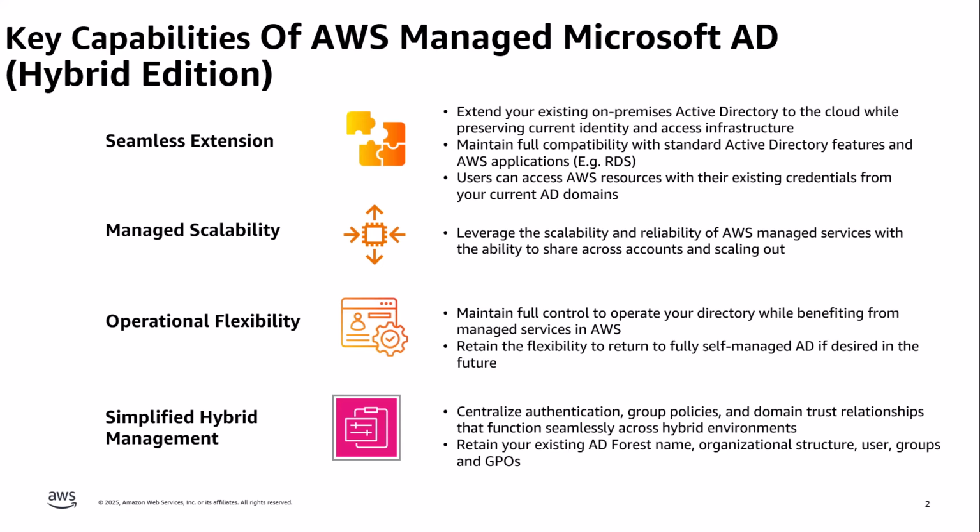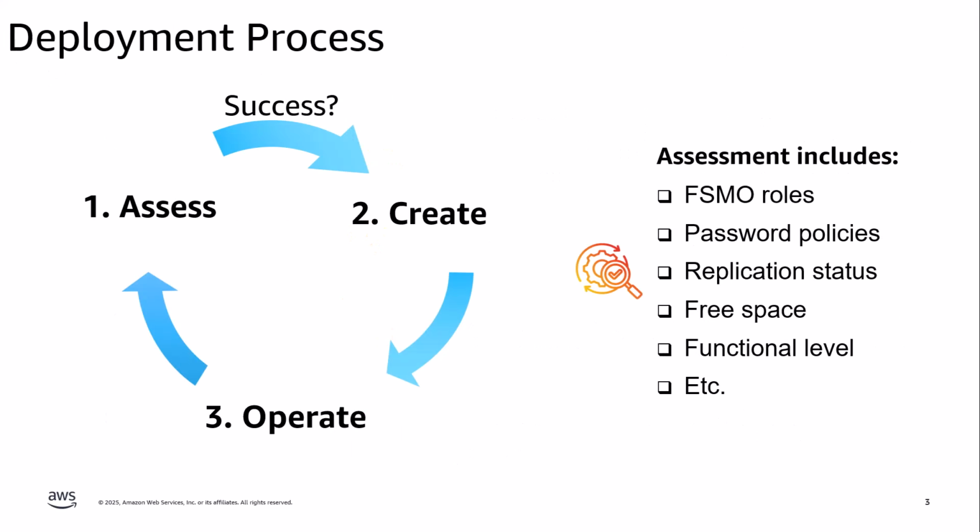So essentially, you're retaining the same Active Directory forest with the same naming conventions and same everything, you're just extending it to AWS. This gives you the operational benefit of managed cloud services with full functionality of your existing Active Directory deployment. The deployment process follows a straightforward 3-step process.